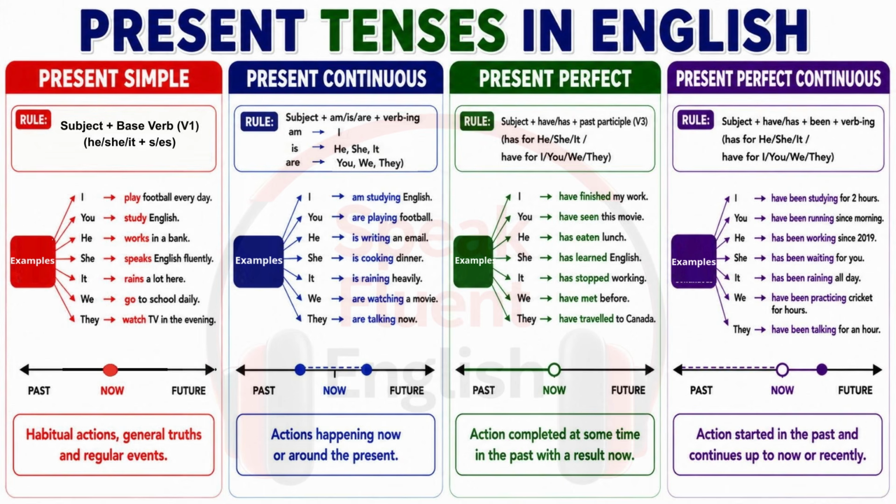Let's begin. First, present simple. We use the present simple for habitual actions, daily routines, general truths, and regular activities. The rule is subject plus base verb. And for he, she, or it, we add s or es to the verb.